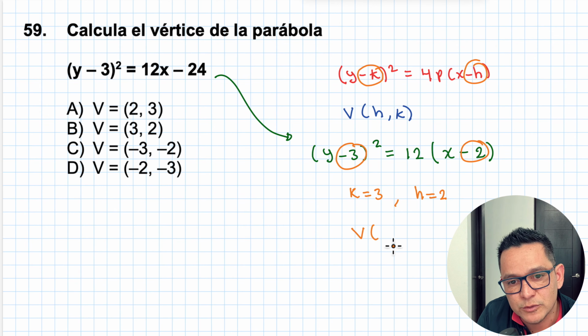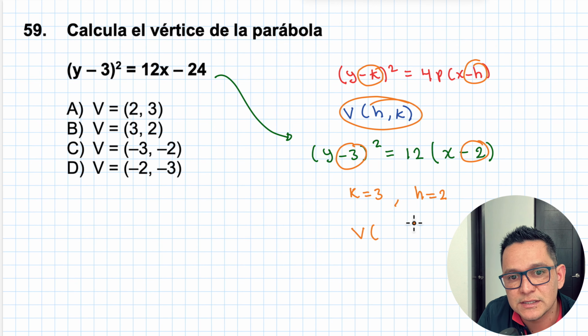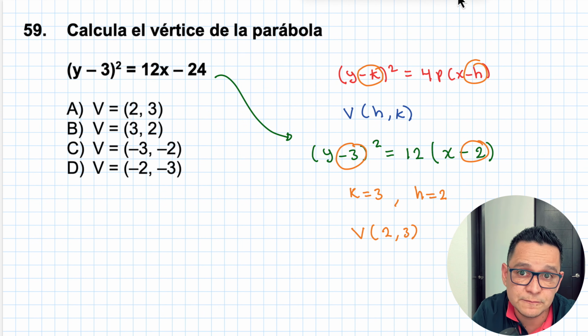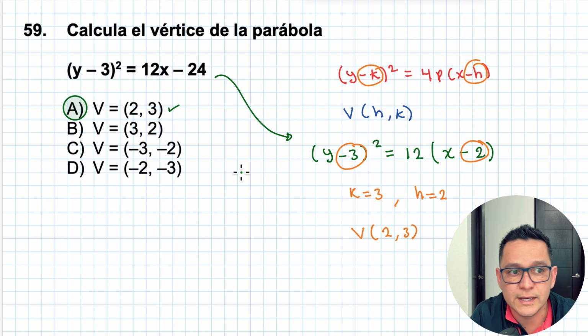Therefore, now we have the vertex. The vertex had coordinates h, k. So in this case, 2, 3. All right, so the solution is that the vertex has coordinates 2, 3, which will be option A. All right, let's move on to exercise 60.